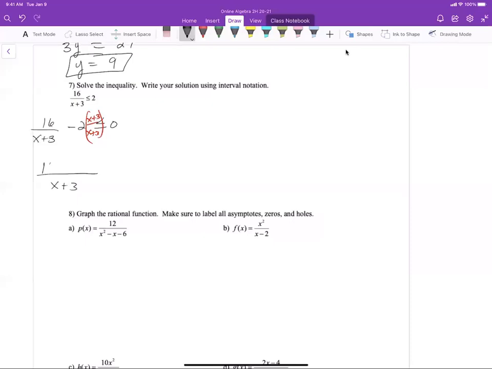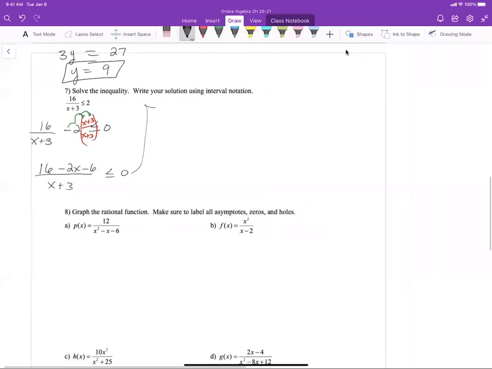My first term, I still have 16. My second term, don't forget, I have to take that negative 2 and multiply it through both of those terms. And I will have minus 2x minus 6 is less than or equal to 0. Now let's rearrange this equation, and combined, I get negative 2x on top. 16 minus 6 is a positive 10.